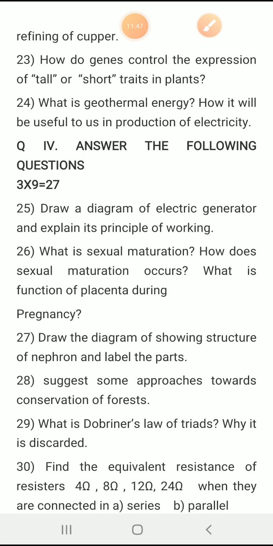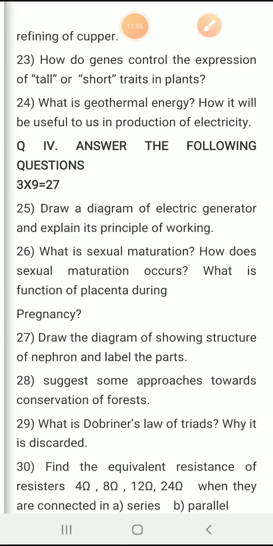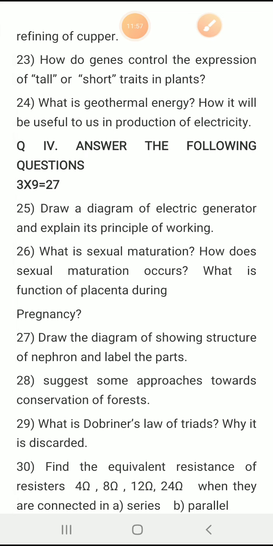So the nephron, you know the nephron diagram in biology. So kindly draw that diagram neatly, and label the parts. You may get this question for 3 marks.